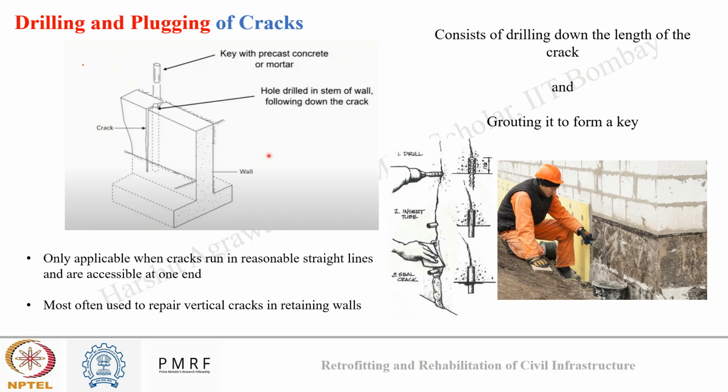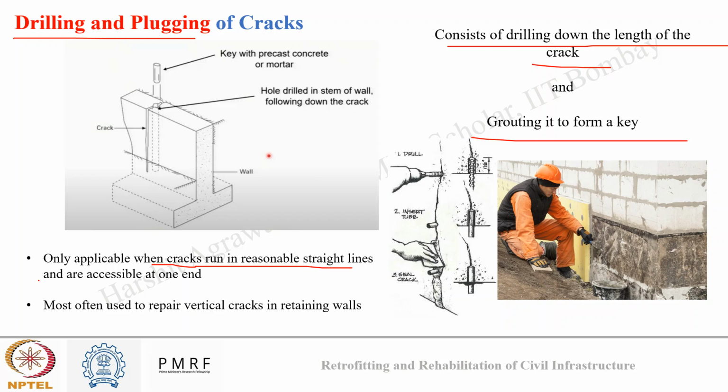So in drilling and plugging, when is it used? What is drilling and plugging? It consists of drilling down the length of the crack and grouting it to form a key. It is used when the crack runs reasonably in a straight line and is accessible from one end. So suppose my crack is in a straight line and it is accessible at the surface from one end, then we can go for the drilling and plugging method. And it is most often used for repair of vertical cracks in retaining walls.